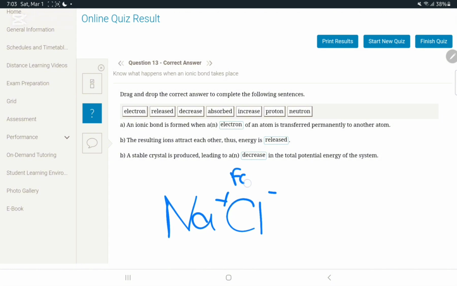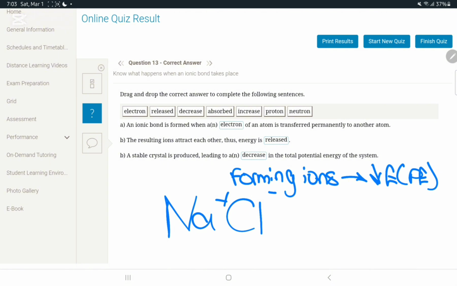So forming ions decreases the energy, potential energy. Okay, just know this, memorize it.